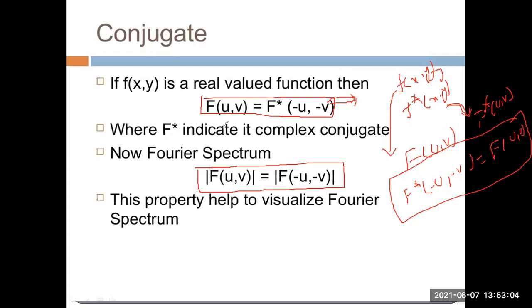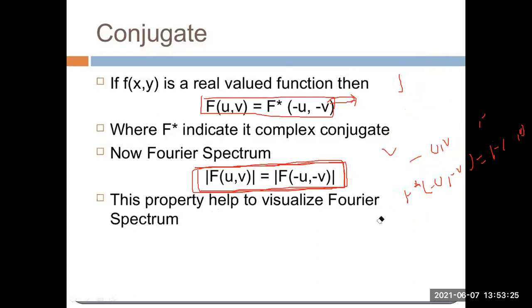Fine. So how do we find the complex conjugate in the frequency domain? The point is that the frequency spectrum or magnitude spectrum will remain the same. So the Fourier spectrum will remain the same, and this is basically used for visualization purposes. Okay, this is property number 4.